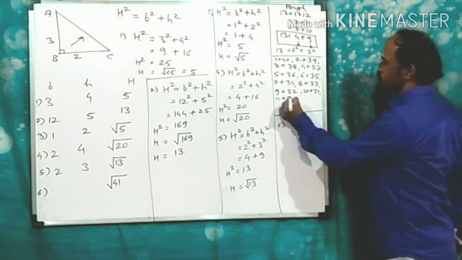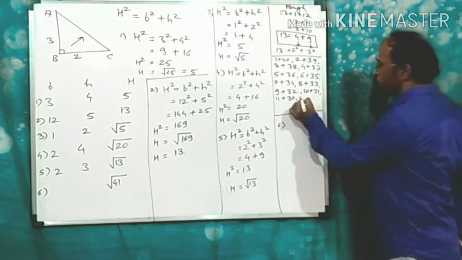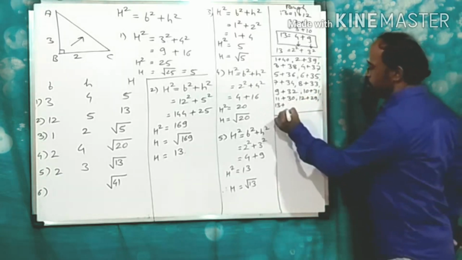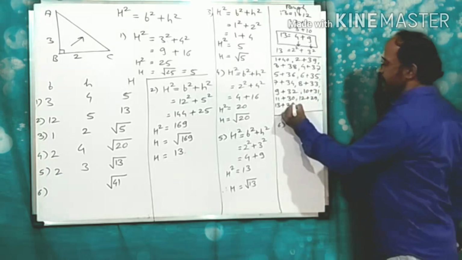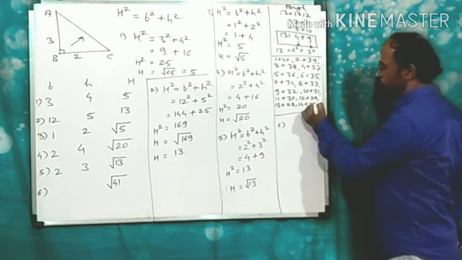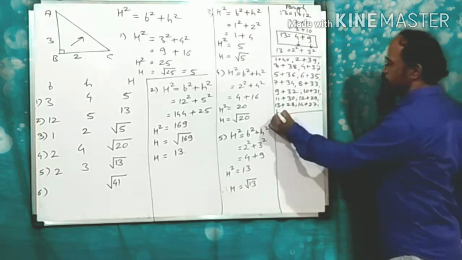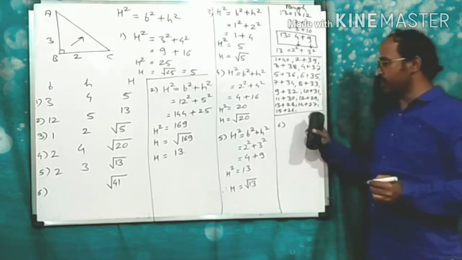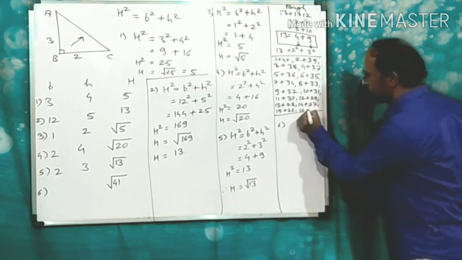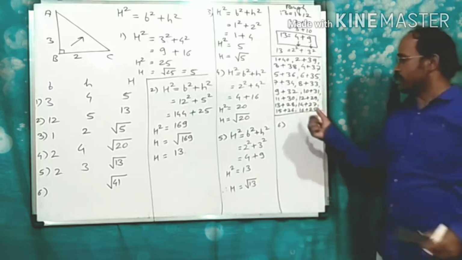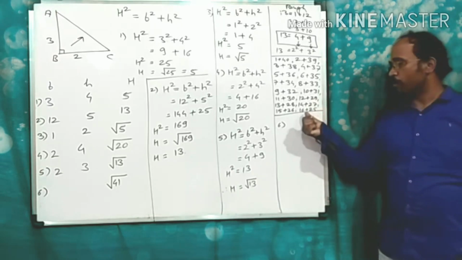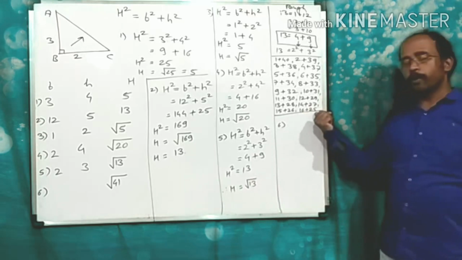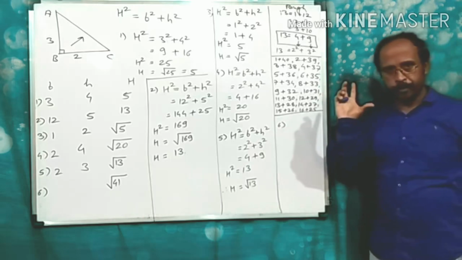11 plus 30, both are not square. 12 plus 29, both are not squares. 13 plus 28, 14 plus 27, 15 plus 26. All these are not addition of squares. 16 plus 25. Here 16 and 25, both are square numbers. 16 is the square of 4 and 25 is square of 5.